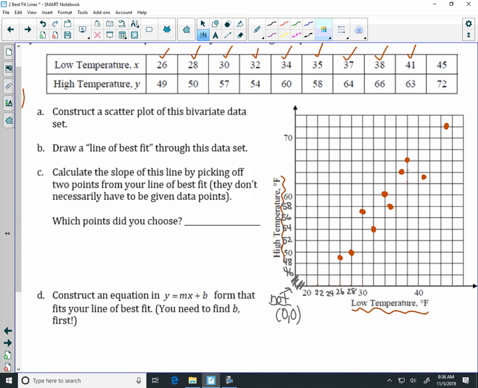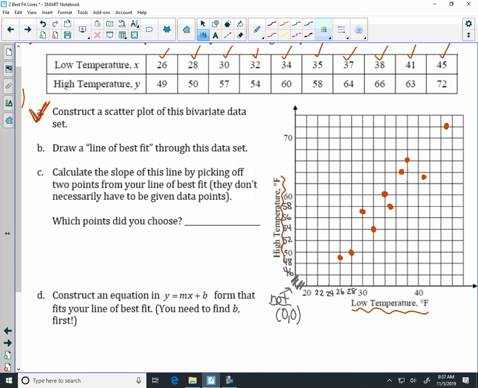So there's our scatter plot. Just a little practice plotting those points on that XY axis. So I clicked off every one of those points that I graphed, and I'm going to go ahead and check off that I constructed that scatter plot. So the next thing it says is draw a line of best fit.